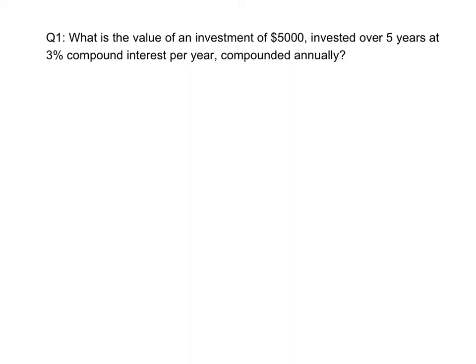Let's look at some problems involving compound interest now, and we're just going to start with a very standard one. What is the value of investment of $5,000 invested over 5 years at 3% compound interest per year, compounded annually? So this is compound interest, so that tells us that we're going to need our compound interest formula.